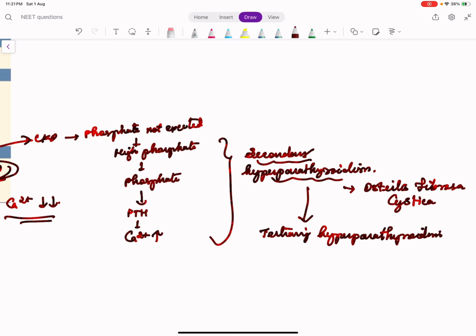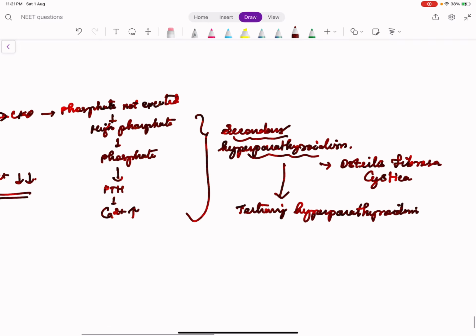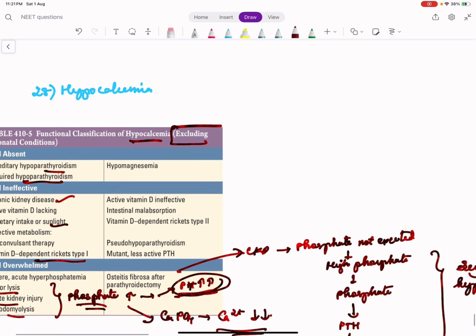Primary hyperparathyroidism is primary secretion from the gland. Okay. Secondary hyperparathyroidism is high parathyroid due to CKD. Tertiary hyperparathyroidism is increased PTH secretion from a hyperplastic parathyroid. Okay.